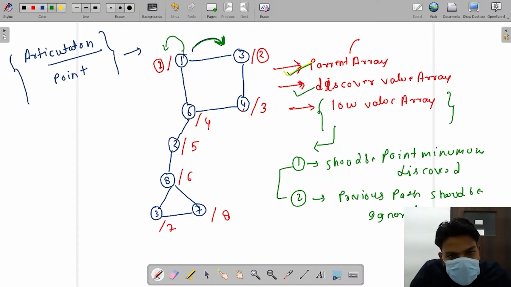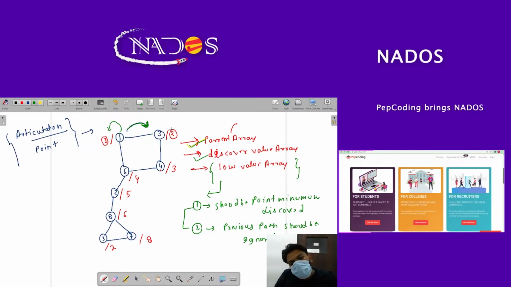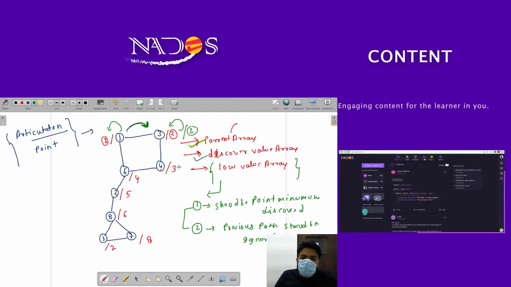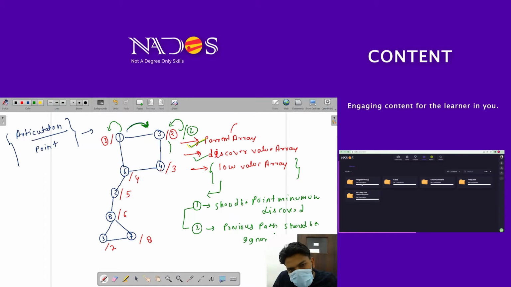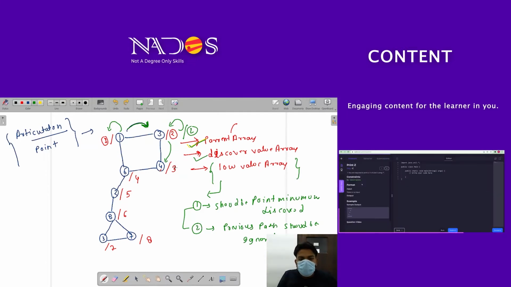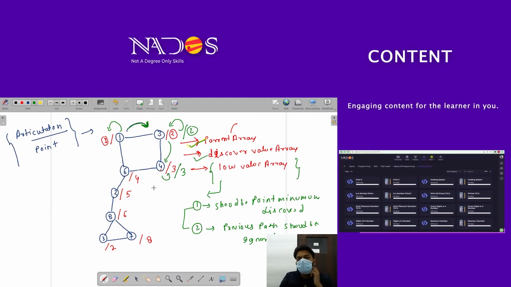When 1 cannot go backward, then it points to its own discovered value. Same here, 3. When 3 cannot go backward, 3 will ignore our previous path, then 3 should point to its own discovered value. Okay, so its low value is 2. And same here also 4, because it should ignore the previous path. We should ignore this previous path. Okay, so we just put the low value as 3, because it points to itself.